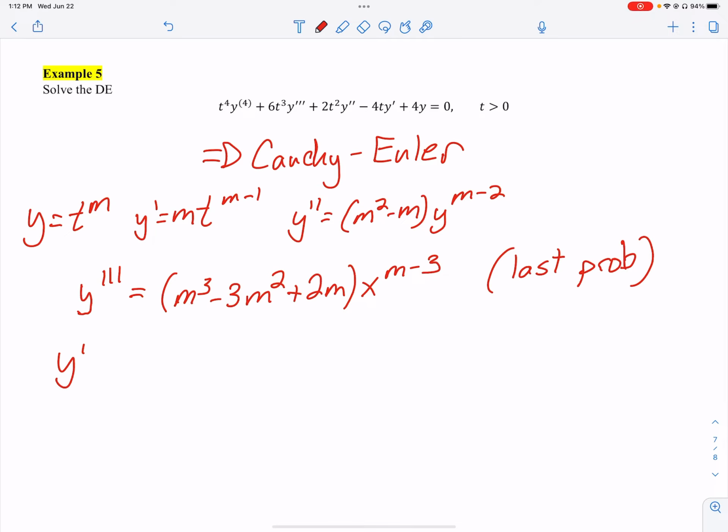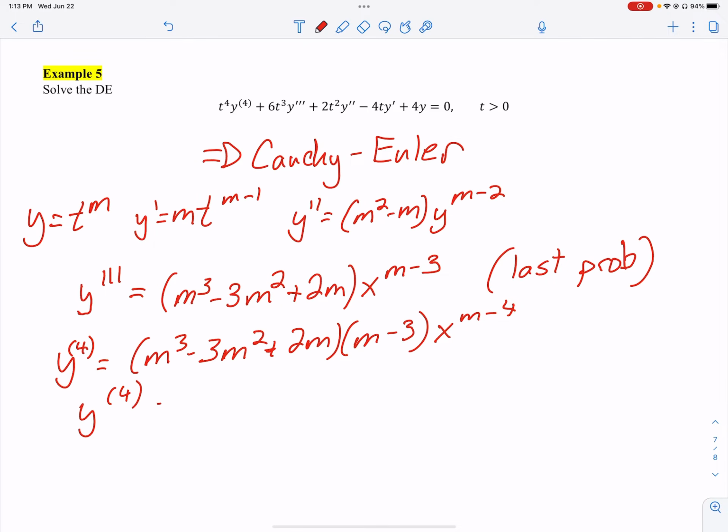Okay, now we have to do y to the fourth, though. So that m minus 3 comes down. m minus 3 times m cubed minus 3m squared plus 2m, times m minus 3, all t to the m minus 4. That's the derivative there. Now, we do have to multiply that out. I'm not going to use video time to do that. You just distribute the m all the way through, or the 3. I like doing a box for this. If you need some help on multiplying out polynomials, please let me know. I can send you a video if you need it. No shame. Let's get it fixed now.